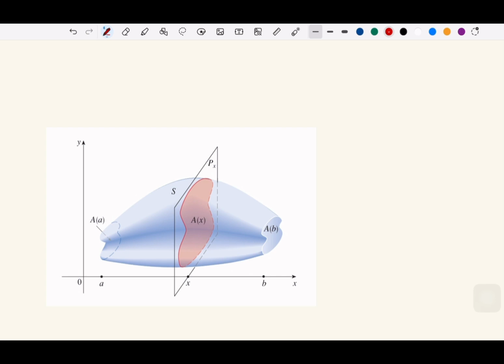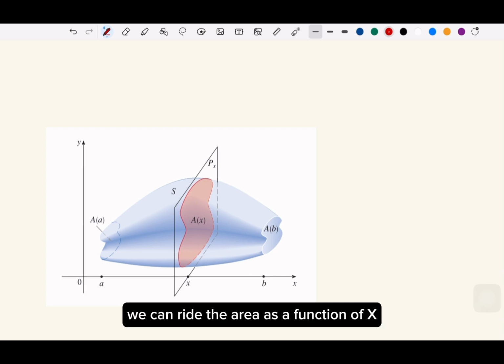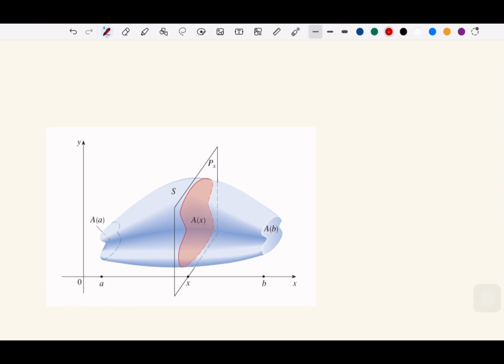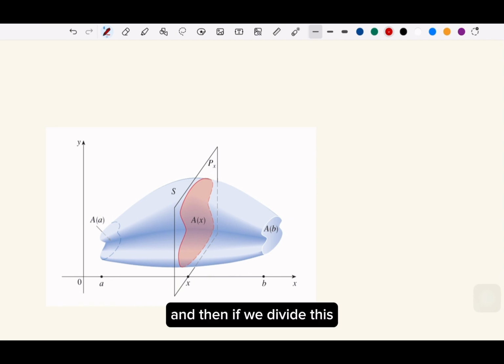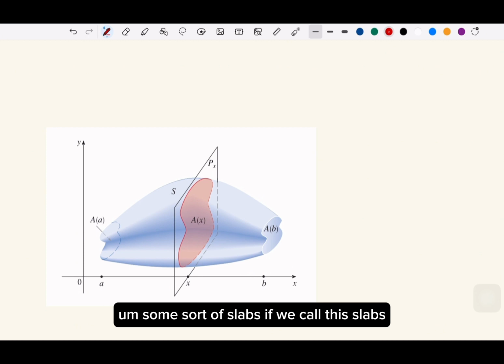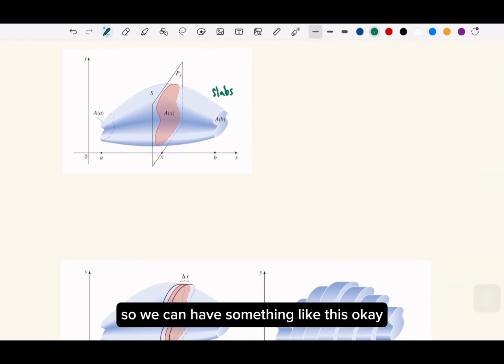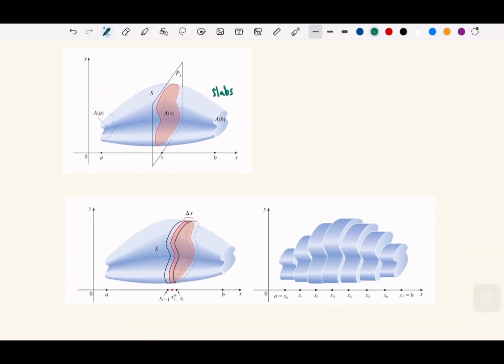Okay. We can write the area as a function of x. And then if we divide this into some slabs, we call these slabs. If we divide this and cut every part of it with some delta x, where the distance is delta x, we could have something like this.